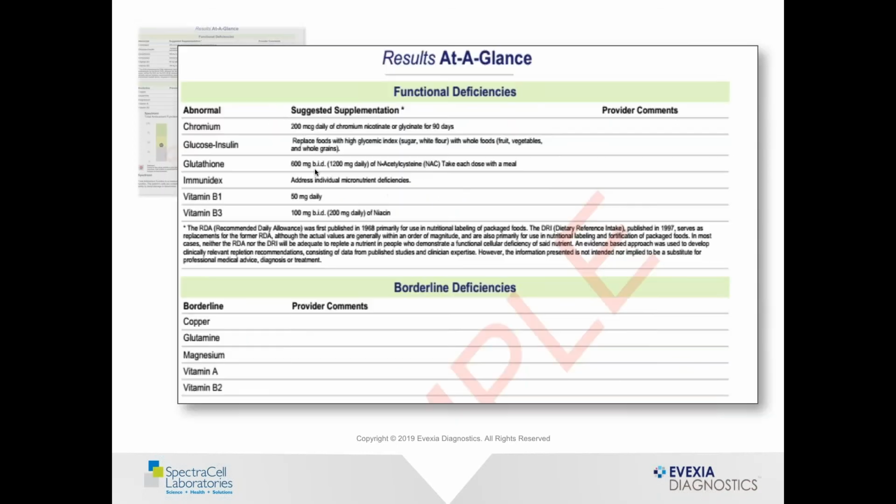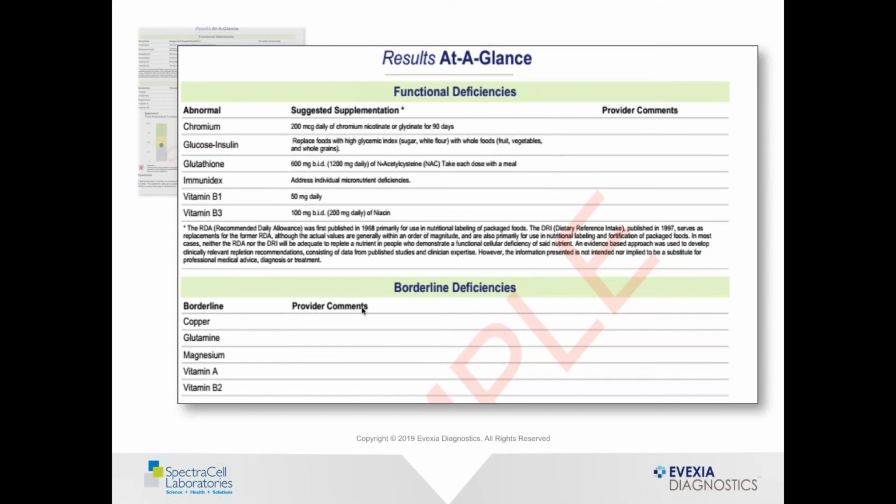Those two are combined. Next, on that page as well, you're going to see the results at a glance. Not only is it going to look for the abnormal micronutrient levels where they're definitely deficient, it's going to give you an idea of borderline micronutrients, because these are paired up. So you can really get an idea of a broad spectrum of what is going on with the individual.